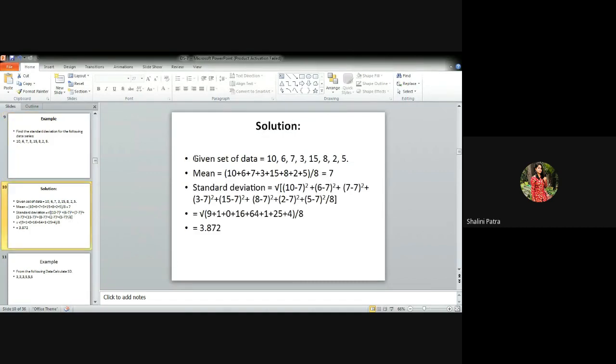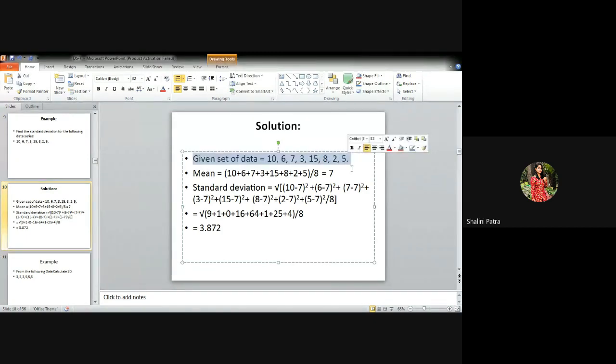Last concept on the slide, we have the set of data. First, we have to calculate the mean. As per the formula, x bar equals summation of x divided by n. We calculate 10 plus 6 plus 7 plus up to 5, that divided by 8 equals 7. The formula in case of standard deviation equals square root of summation of x minus x bar square whole divided by n.